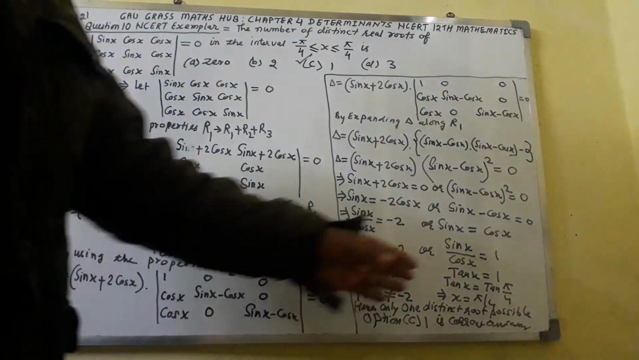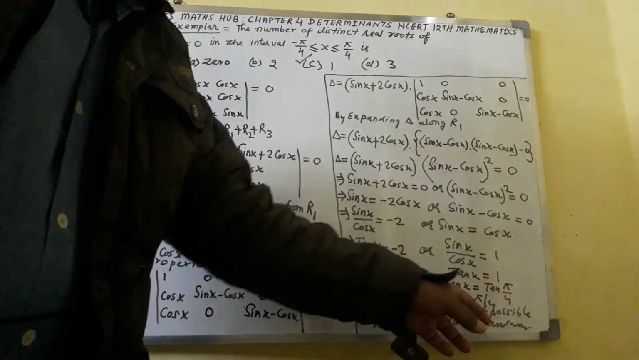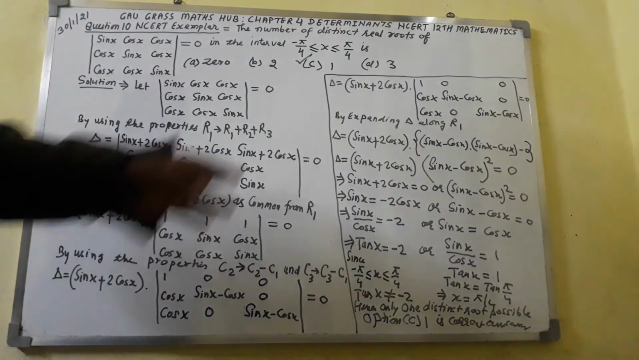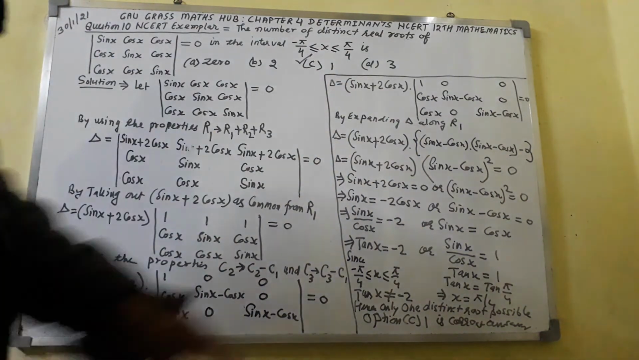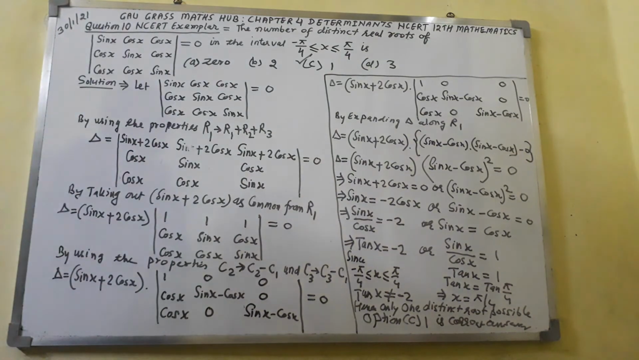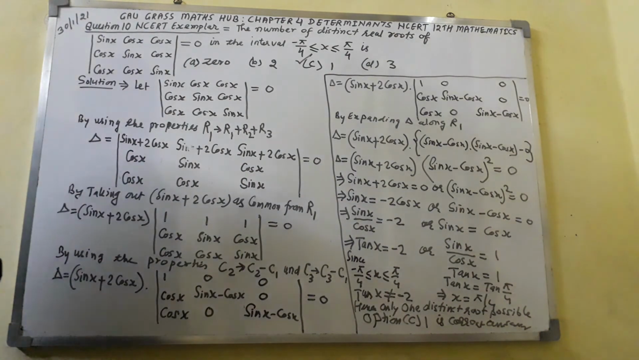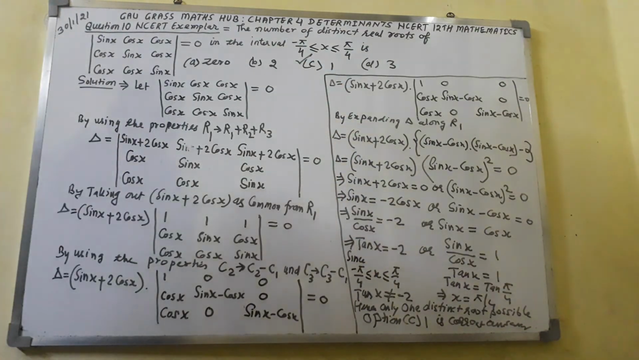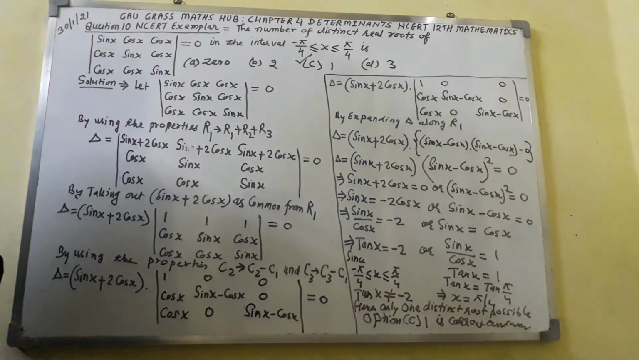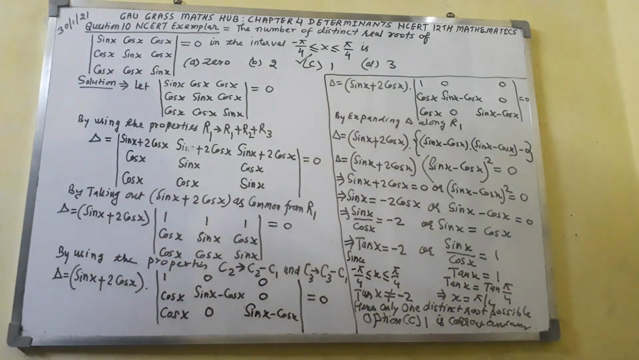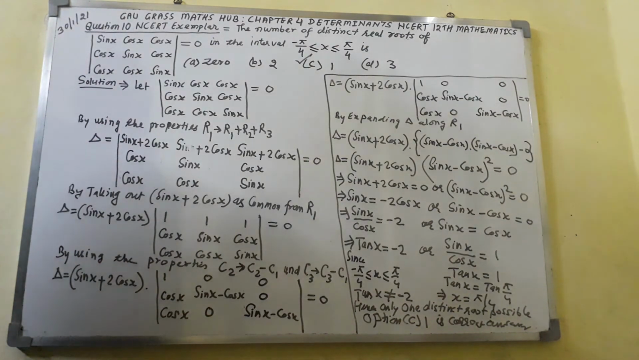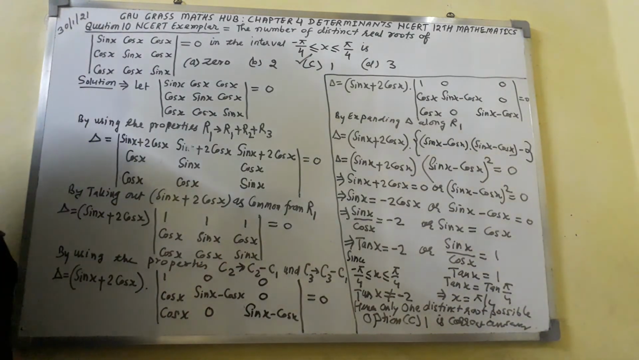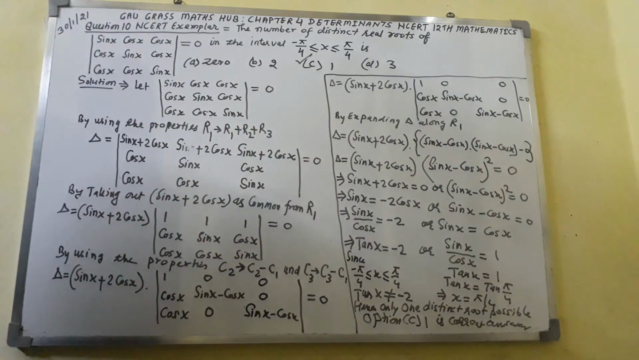Tan x is equal to 1. So x is equal to pi by 4 you have got. So only option 1, because here tan x is equal to 1. So this is the one. Only one solution you have got. So this is a proper lecture on question number 10 that has been taken from NCERT Exemplar chapter 4 determinant, NCERT class 12 mathematics.